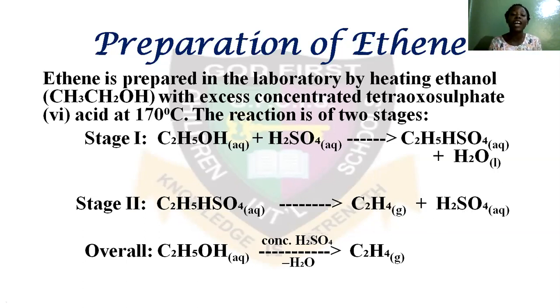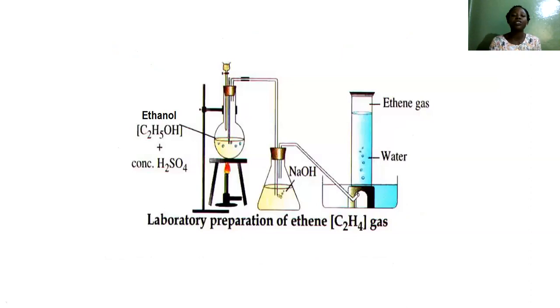The overall reaction is actually that the concentrated acid dehydrates ethanol. When we say dehydrate, that means it removes water from ethanol to give you ethene. So you see that the overall reaction, you have the ethanol, concentrated acid dehydrates, that is removes water from the molecule, and you have ethene as your product. So this is the laboratory setup. This is the way the setup is.